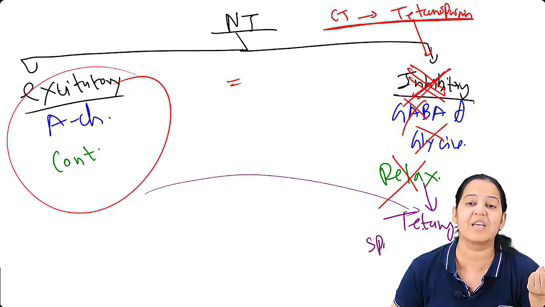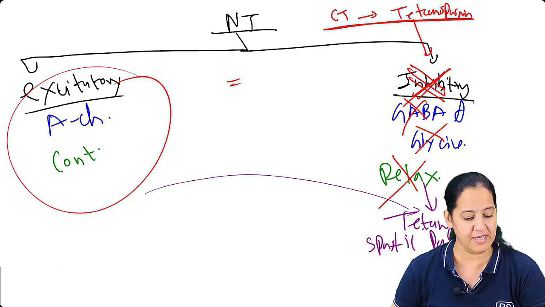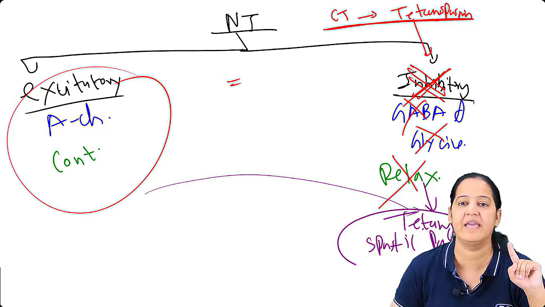It is a spastic paralysis. The complete body goes in spasm. Tetany is a spastic paralysis. Say yes, people.